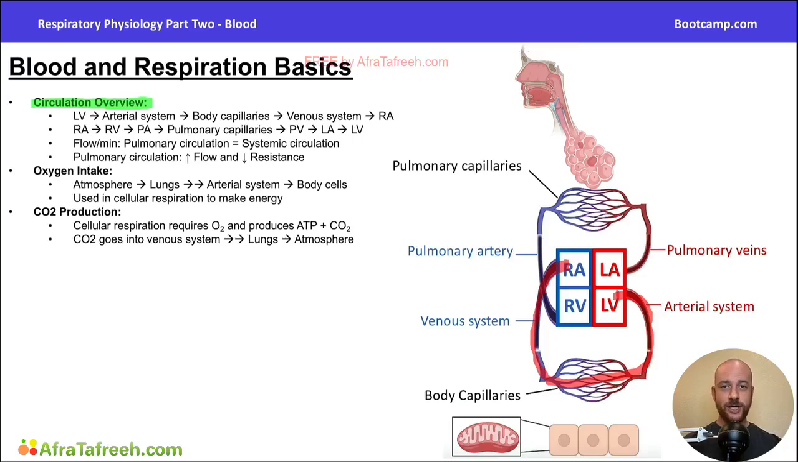The next circulation is called the pulmonary circulation. That's going from the right ventricle, from the heart, all the way to the pulmonary capillaries, and then back to the heart, back to the left atrium.